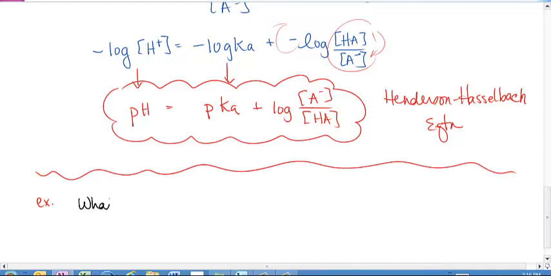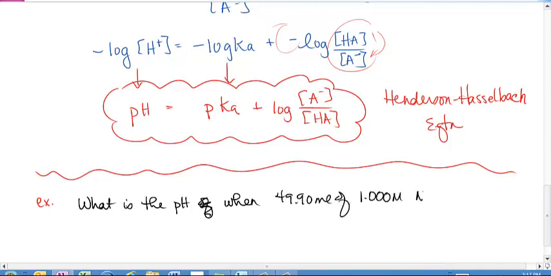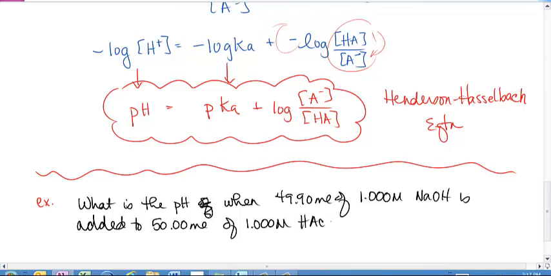And so here's a question. What is the pH when 49.9 milliliters of 1 molar sodium hydroxide is added to 50 milliliters of 1 molar HAc, and the Ka is 1.8 times 10 to the minus 5.